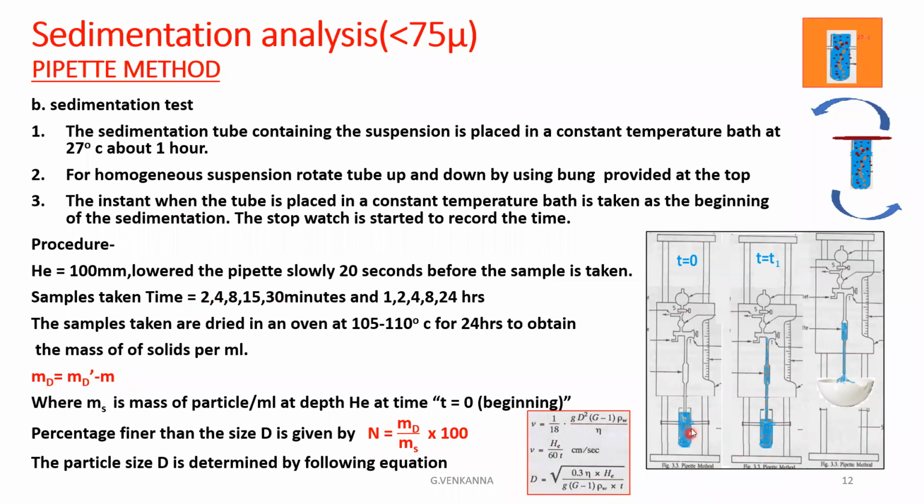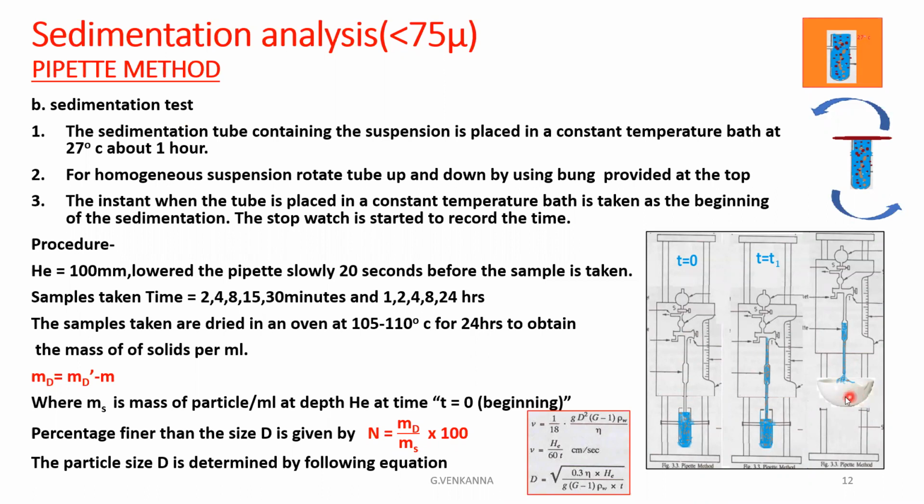Initially we take water in order to find the calibration of the pipette. After the calibration of the pipette, we have to go through the sedimentation test. First we take the soil suspension in the sedimentation tube, sucking the soil suspension up to the marking limit. After reaching the marking limit, we transfer the soil suspension into the weighing container.